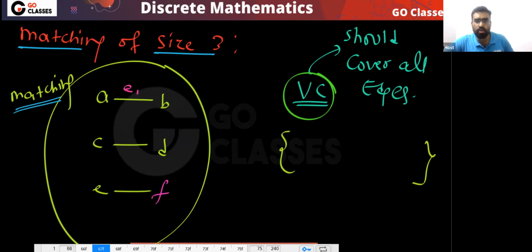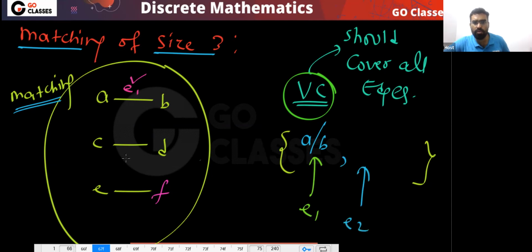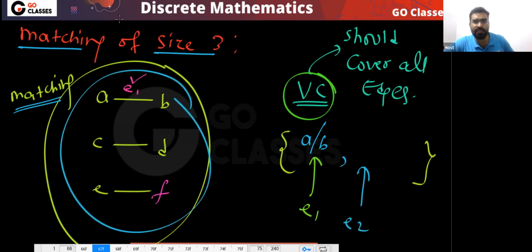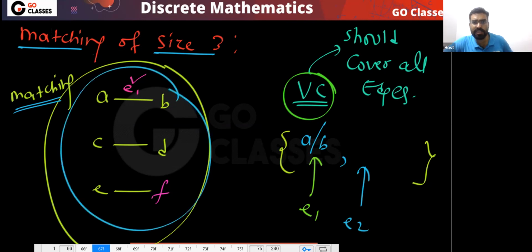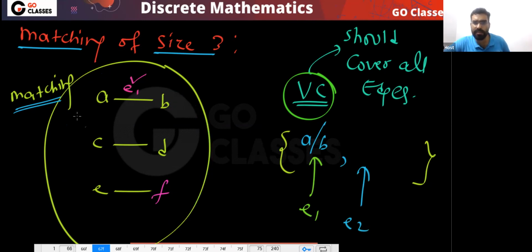Now, remember, a vertex cover should cover all the edges. So if you want to cover this E1, then at least one of them you need, A or B. Either A or B. To cover E2, remember, these 6 vertices are different, A, B, C, D, E, F. Are they different? Yes, they are different because it is a matching.